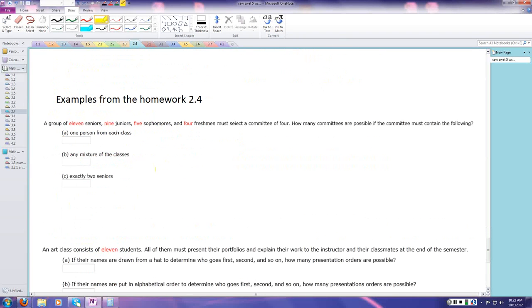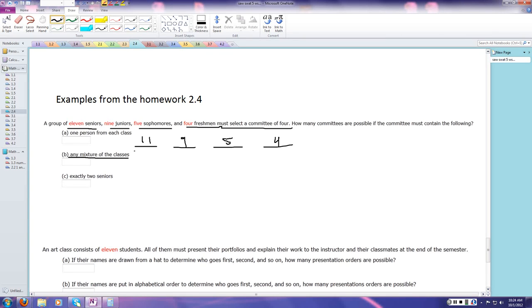So let's look at examples from the homework. A group of 11 seniors, 9 juniors, 5 sophomores, and 4 freshmen must be selected for a committee of 4, 1 person from each class. This is the fundamental counting principle, right? You're picking 1 person from each class. You have 11 choices for your seniors, 9 choices from your juniors, 5 from your sophomores, and 4 from your freshmen. So you just multiply that for any mixture of classes.